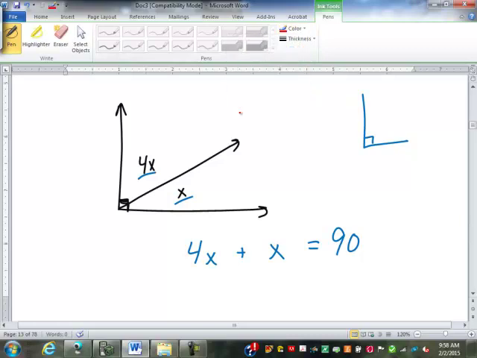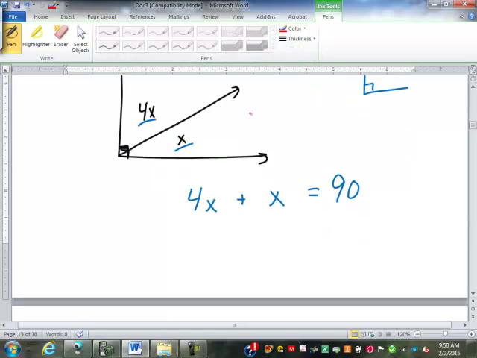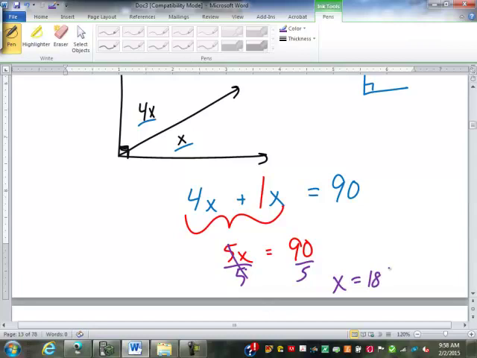Now, as Cody said, the first thing we're going to have to do here is combine the x's. It's easiest if you think of this as 1x. Think of like 4 inches plus an inch is 5 inches. 4x plus x is 5x. Now what would we do? Divide by 5. Okay, so x equals 18.